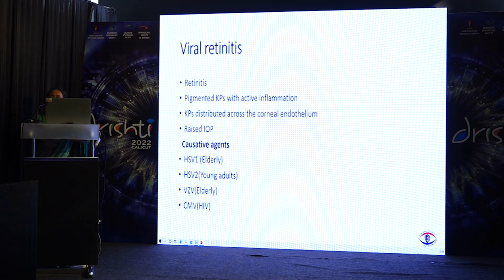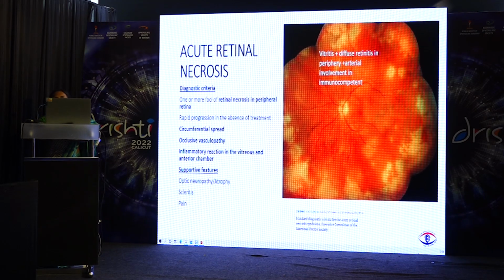Next major class of infectious uveitis is viral retinitis. The triad is retinitis, pigmented KPs, and raised IOP. Causative agents belong mainly to the herpetic group of viruses like HSV1, 2, VZV, and CMV. First pattern is acute retinal necrosis. Here there is a triad of vitritis, diffuse retinitis, and arterial involvement in an immunocompetent patient.